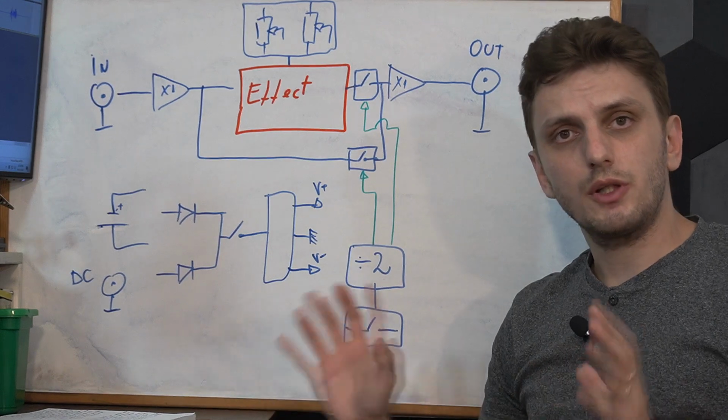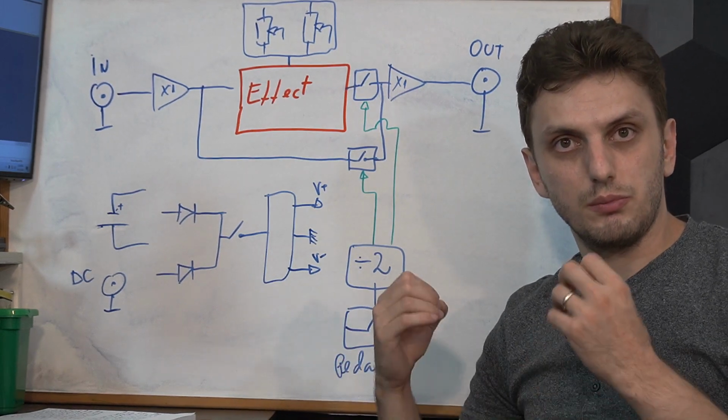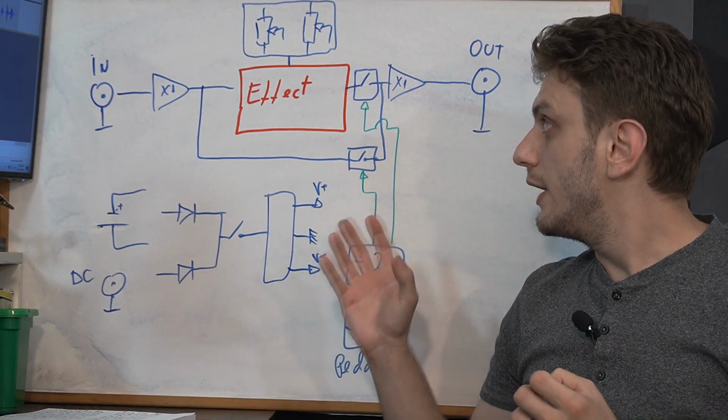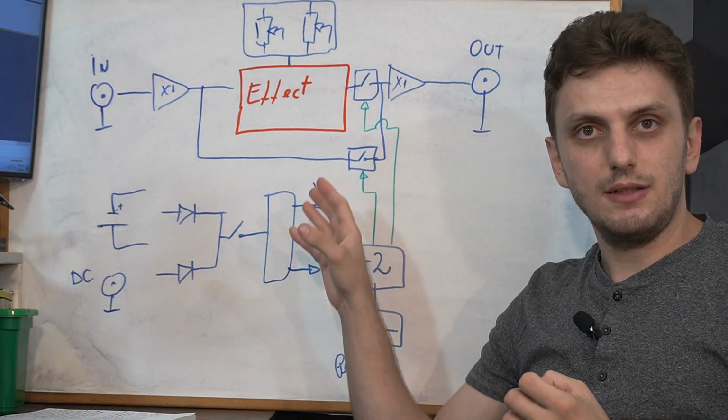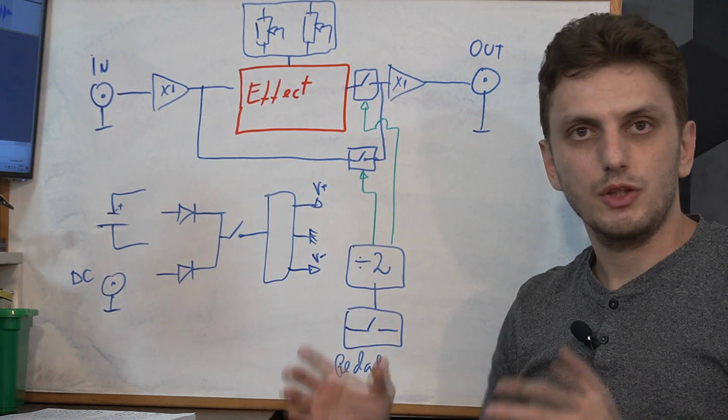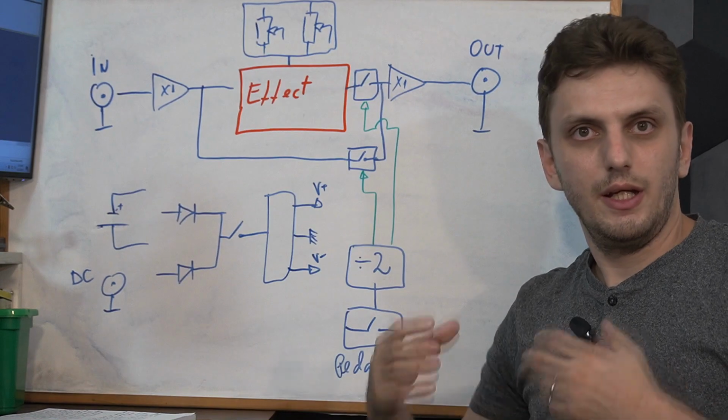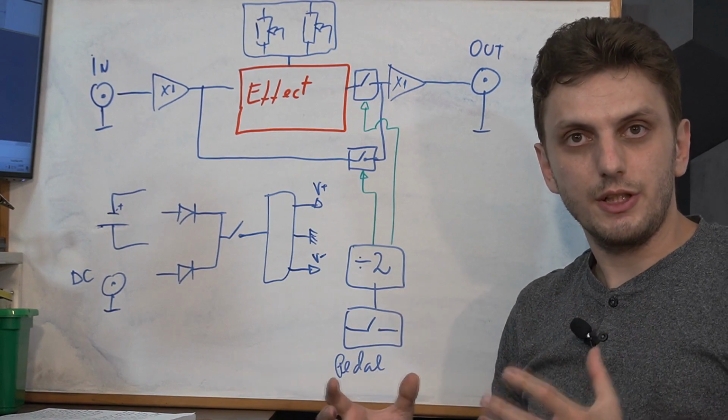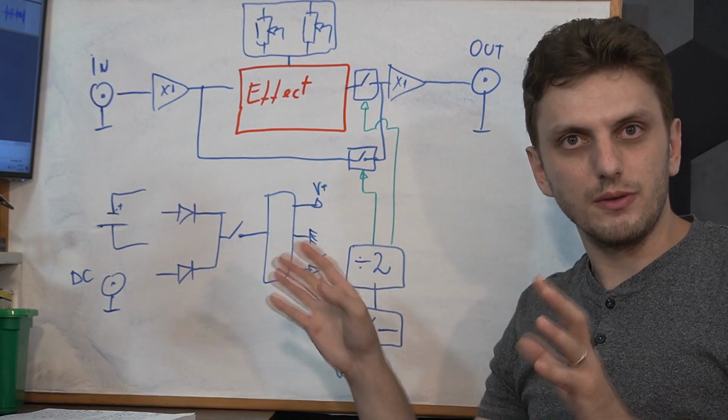And the thing is, regardless of what sort of effect you're trying to build, everything except the effect itself will always be needed. So it doesn't matter what the effect is, if you want to build a proper circuit, you will be needing all of this peripheral stuff.